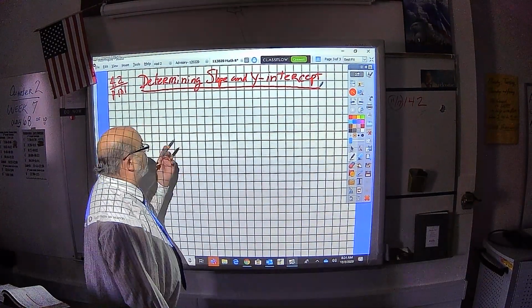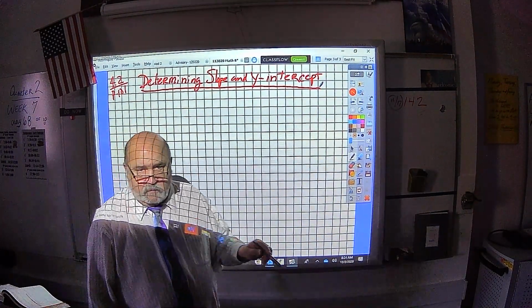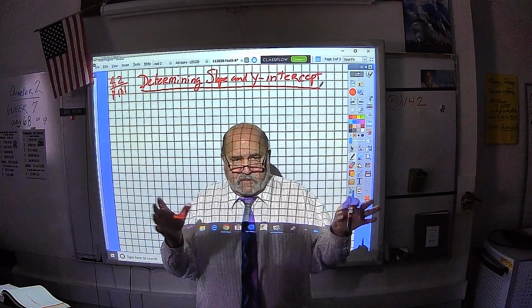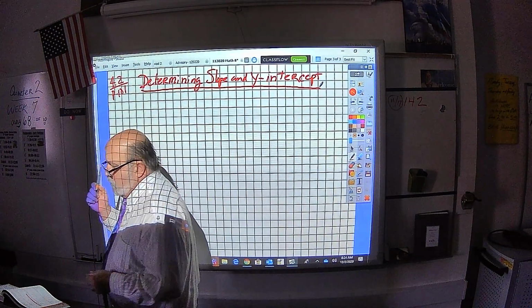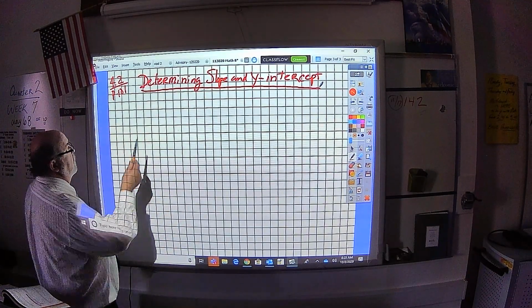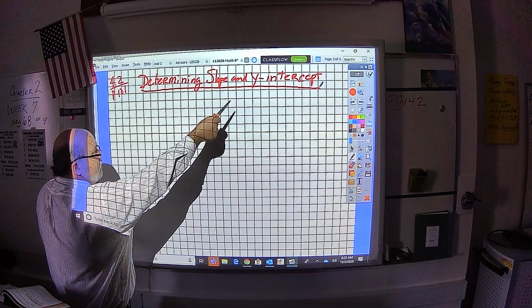So we're going to move on and we're going to do 4.2. That'll also be on Teams. Now, some of that will shift here and again. What we're going to be talking about in 4.2 is determining slope and y-intercept.